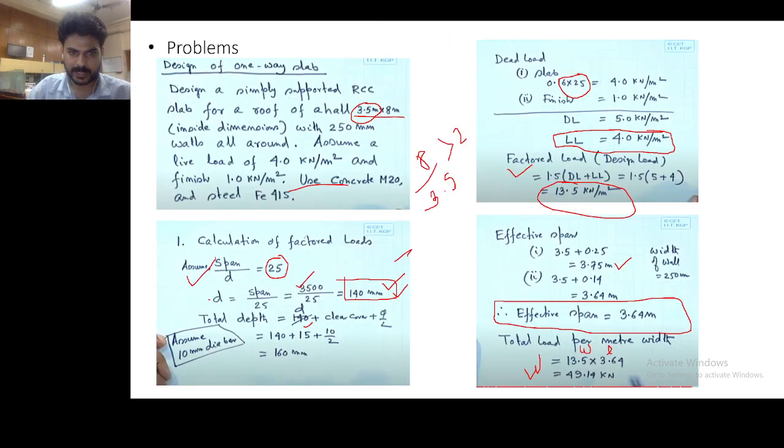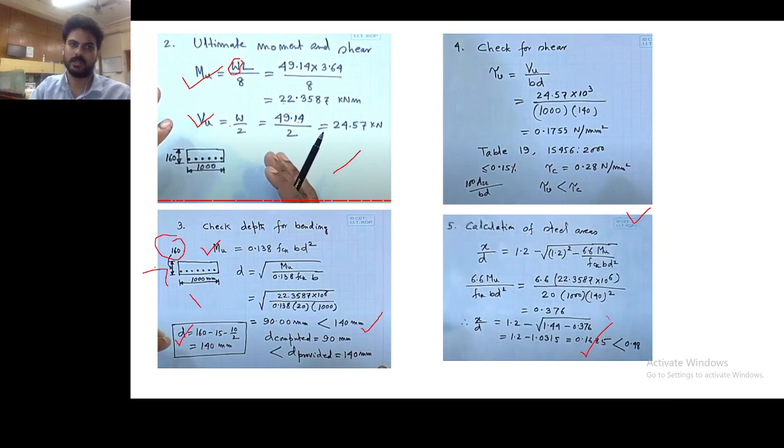So we will recall our steps, what we are doing. We assume span by D, then we calculate the D. Then we can calculate the overall D also by considering some diameter of the reinforcement. Then we can calculate the dead load and the factored loads. Then the effective span we have to calculate, the lesser of these two. The effective span is used for calculating bending moments and shear force.